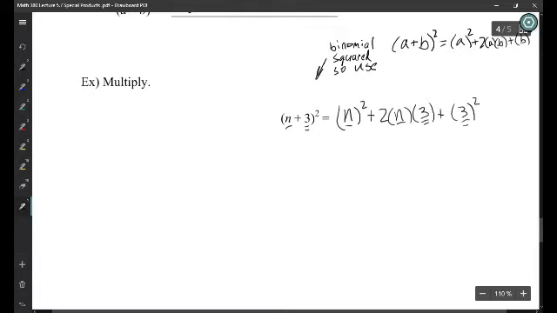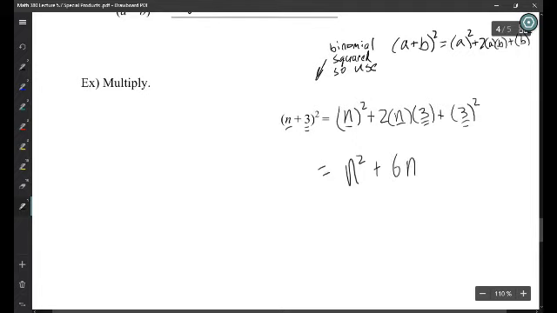So there's a nice symmetry to these formulas. And then we get n squared plus, let's use our associative and commutative property, multiply 2 and 3 together first. So we get 6n. And then 3 squared is 9. N squared plus 6n plus 9.